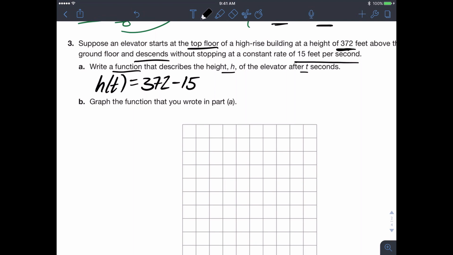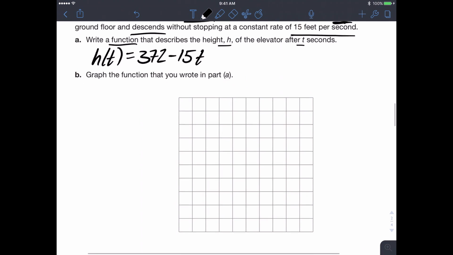And the variable has to go somewhere, right? I don't think it's going to go as 372. I would say it goes at 15 because at 1 second you went down 15 feet. 2 seconds you went down 30 feet. 3 seconds, you get me? So let's do t. And there's your function. Done. Graph the function that you wrote in part A.